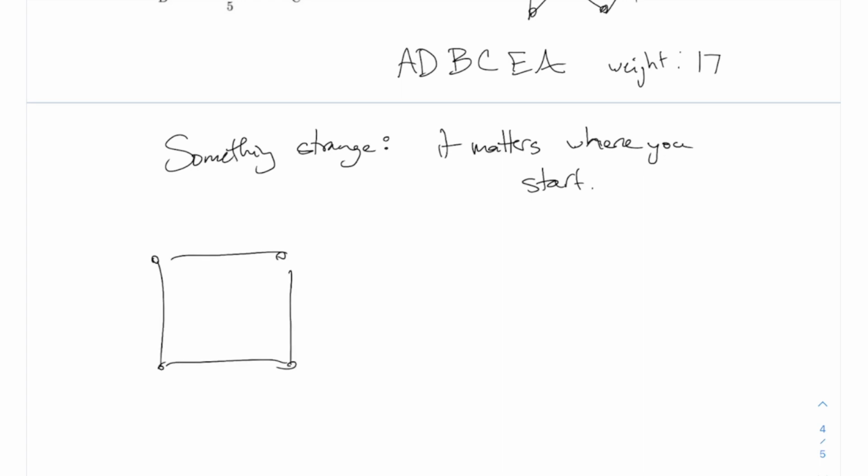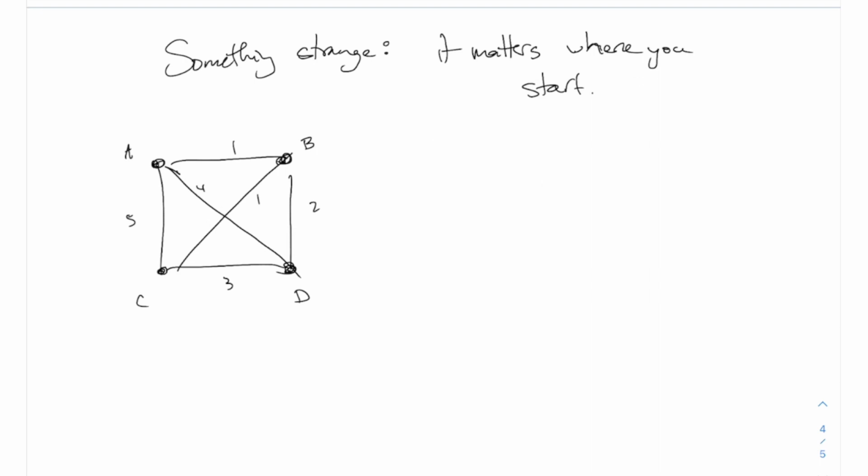Let's just do it with 4 vertices again. And let's put a 1, a 1, a 2, 4, 3, and 5. So this is A, B, C, D, all right? I want to see what happens if we do this but start at different points.